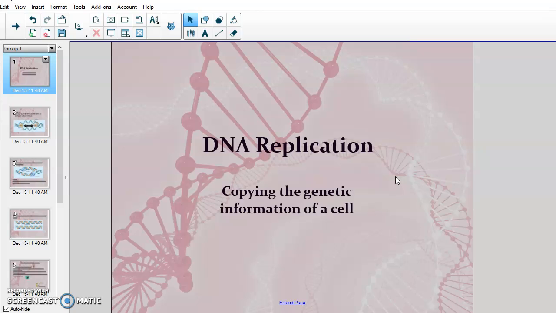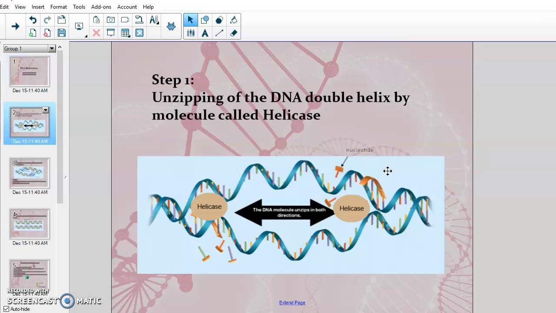So DNA replication is copying the genetic information of a cell. When your cells divide with mitosis or meiosis, right, you have to copy the DNA so that both cells get a copy of it, and the process of doing that is called DNA replication. We're going to go through the steps of DNA replication really quick and just refresh your brain. It's going to be important when we get into the process of DNA profiling. That's why I'm going over it with you now.